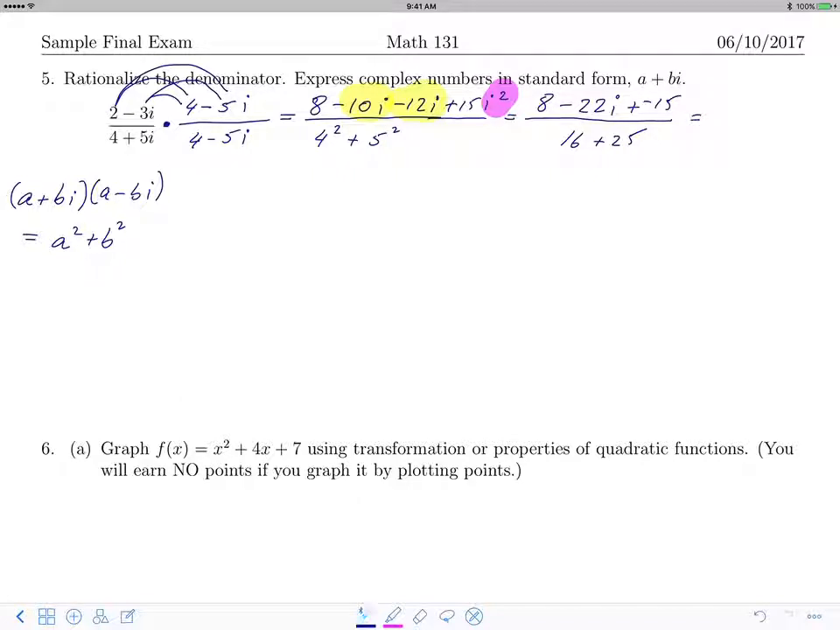Now going back to the numerator, we can combine like terms. 8 minus 15 is negative 7, minus 22i, over 16 plus 25, which is 41. Now to write the answer in standard form, we break this up: negative 7 over 41 minus 22 over 41 i. And that's the final answer.